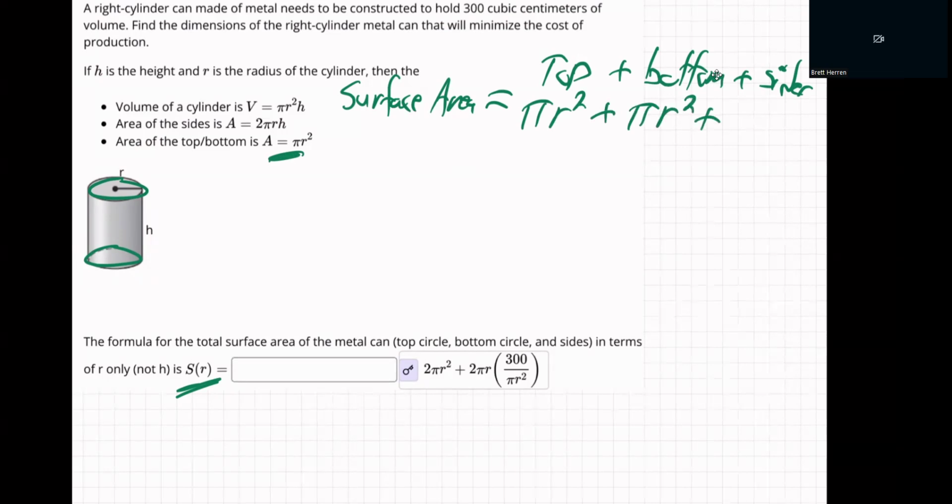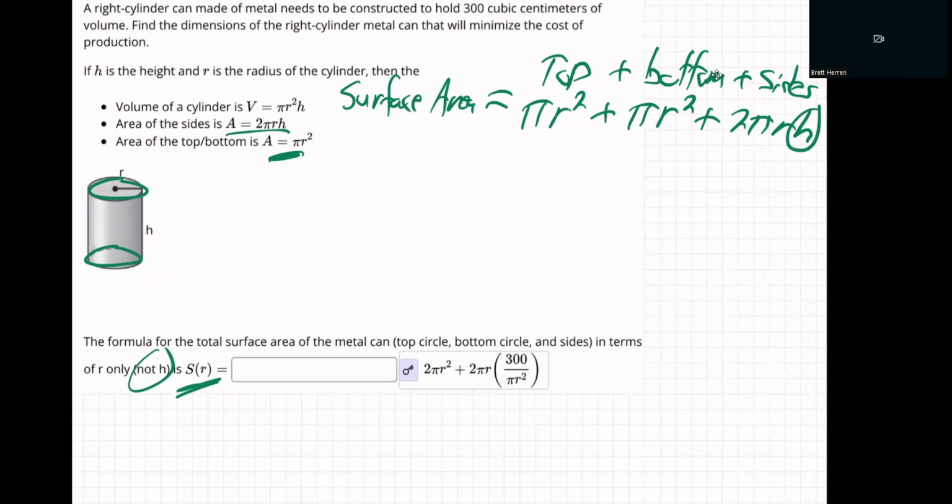And then the sides, you can read my scribbly writing here. The sides is 2 pi r h. Okay, so there it is. The only thing is it says not h. We don't like this h right here. We're happy with everything else, not that h. What are we going to do?